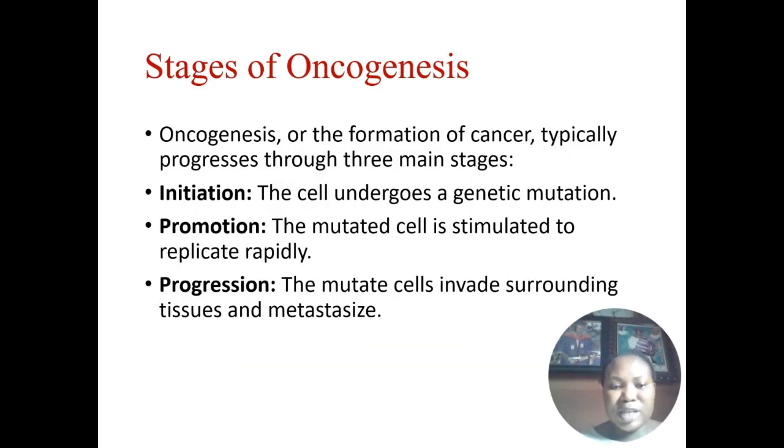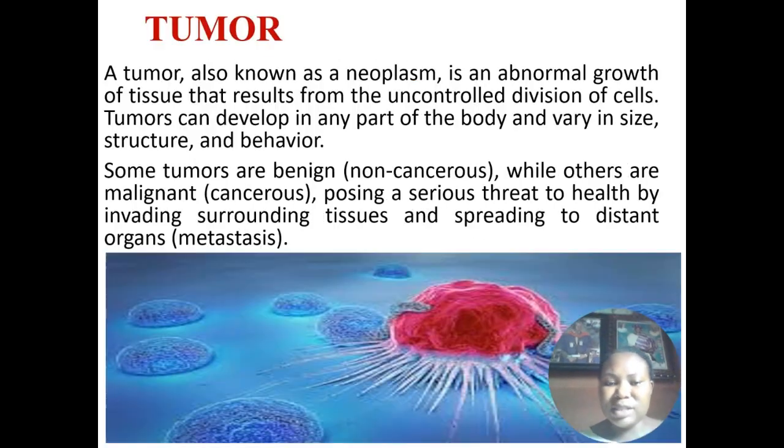Stages of oncogenesis: there is initiation, when the cell undergoes a genetic mutation; then promotion, when the mutated cell is stimulated to replicate rapidly; and then progression, where the mutated cells invade surrounding tissues and metastasize.